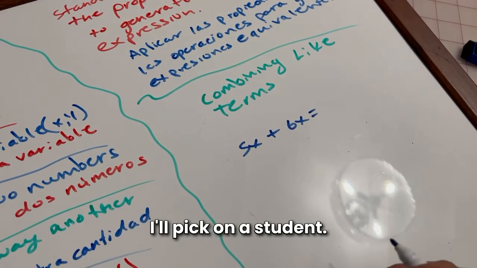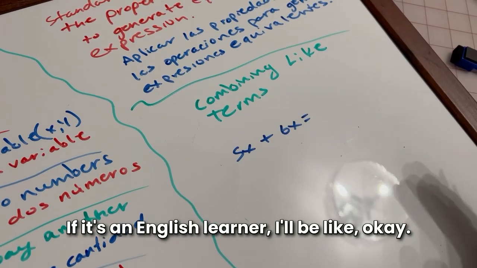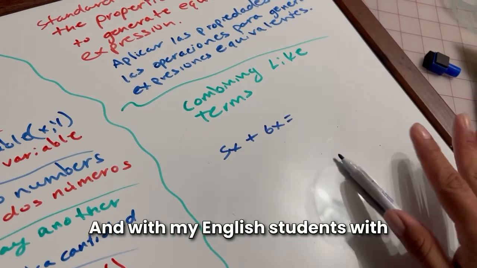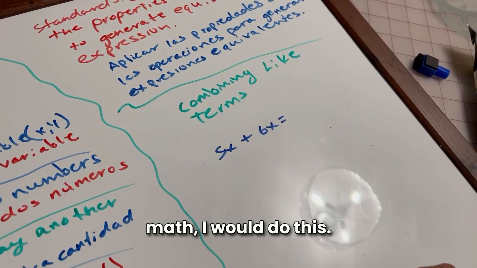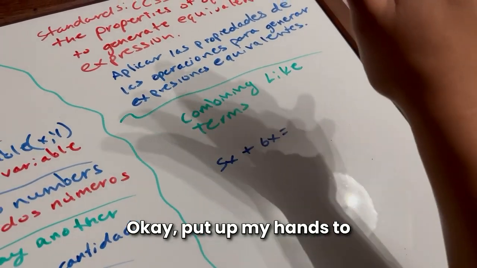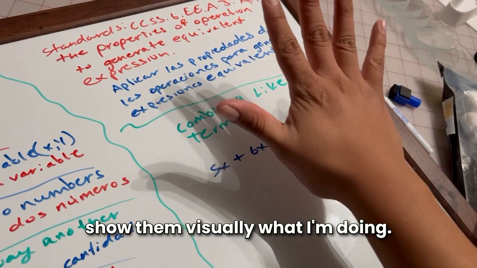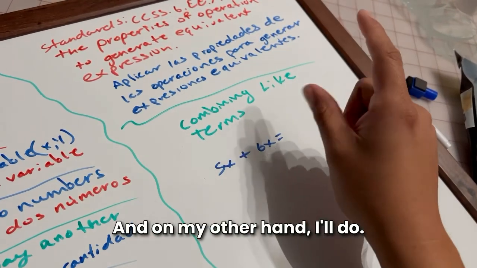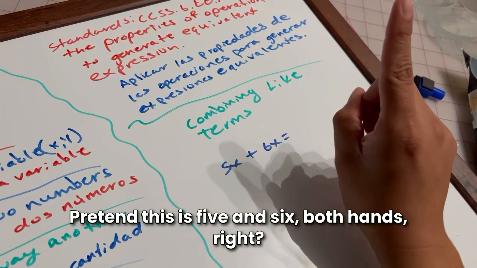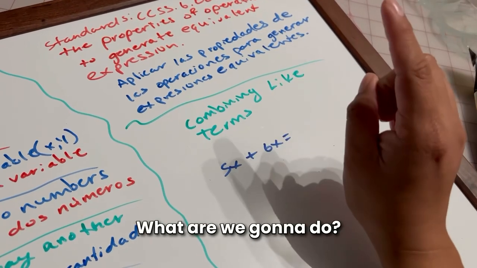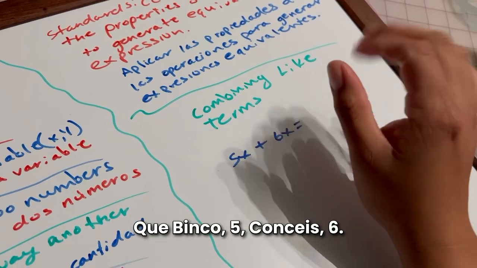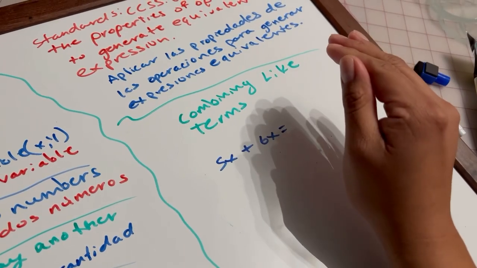I'll pick on a student. If it's an English learner, I'll be like, okay. And with my English students, with math, I would do this. Okay. Put up my hands to show them visually what I'm doing. You have 5, and on my other hand, I'll pretend this is 5 and 6. Both hands, right? What are we gonna do? ¿Qué vamos a hacer? 5, 5 con 6, 6.